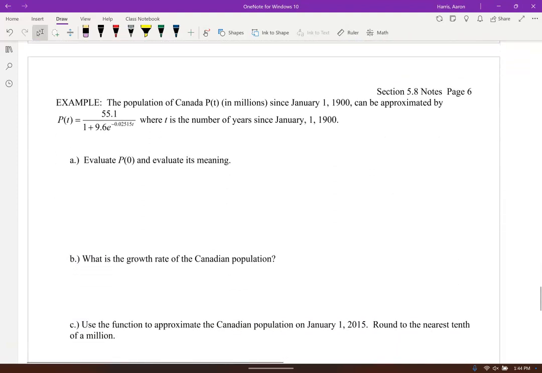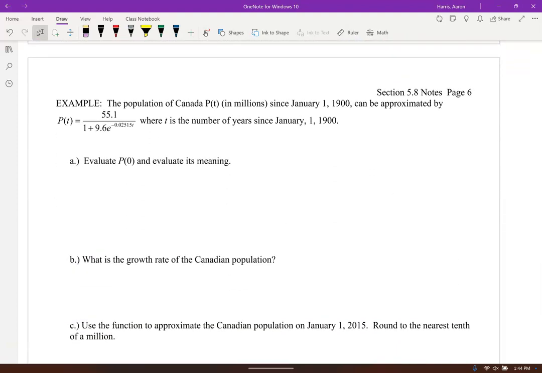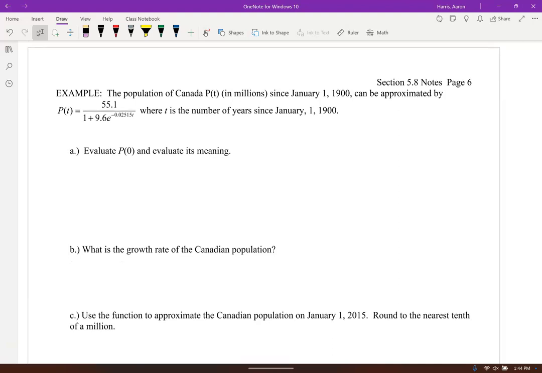The population in Canada since January 1st, 1900 can be approximated with this logistic growth model. Evaluate P of 0, and what's its meaning? Well, T is the number of years since 1900, so if T is 0, that's the population in the year 1900. So let's plug it in.